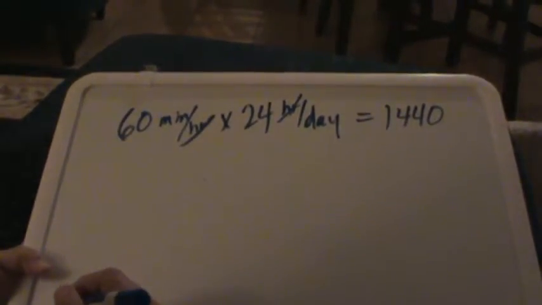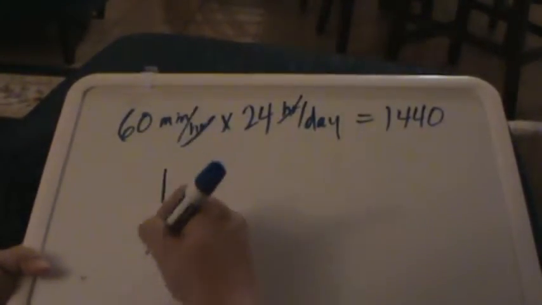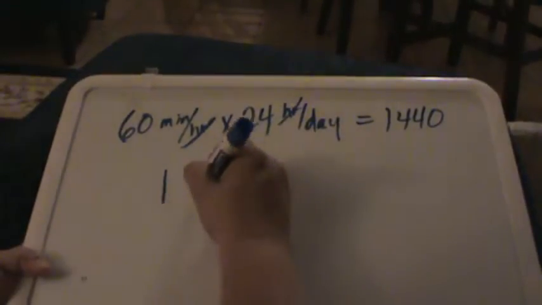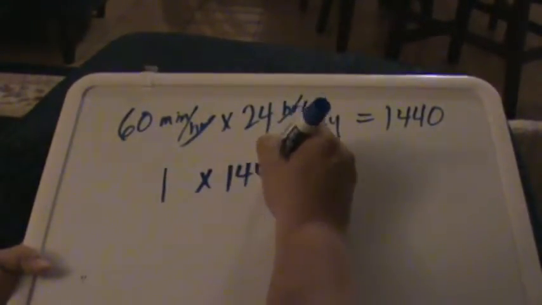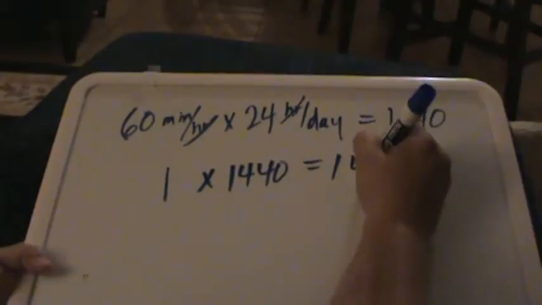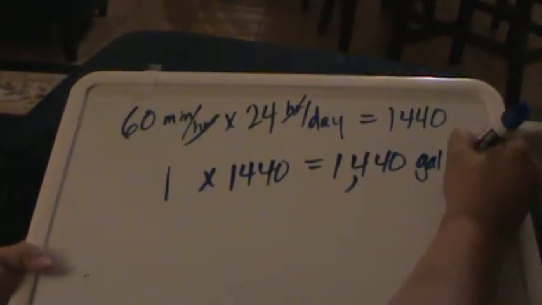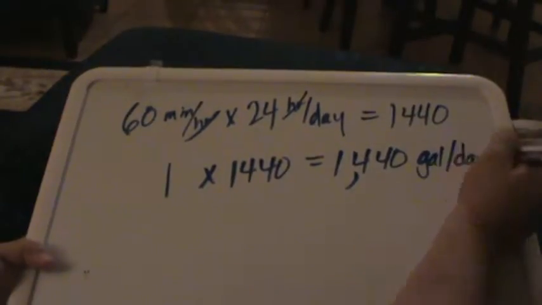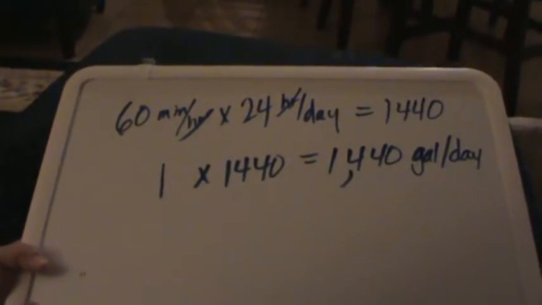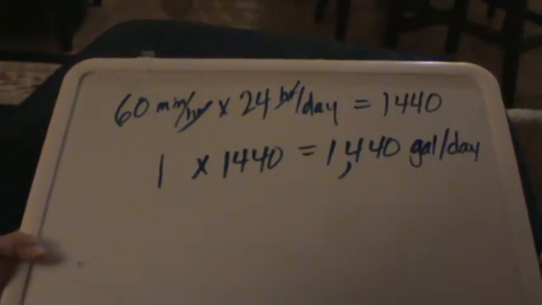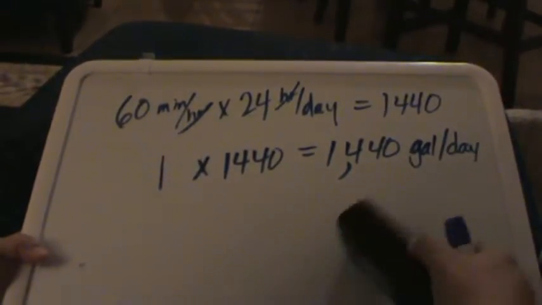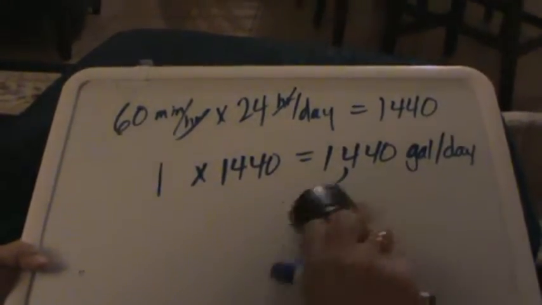But if we do 1 gallon per minute times the number of minutes in a day, that gives me 1,440 gallons per day. Pretty simple first question. Try to remember that number. You'll see it again. Okay, second question.